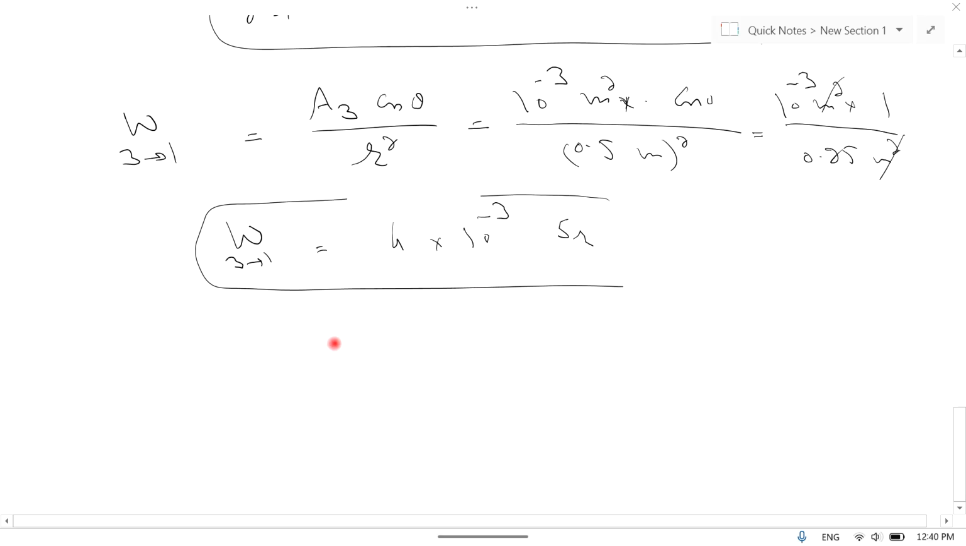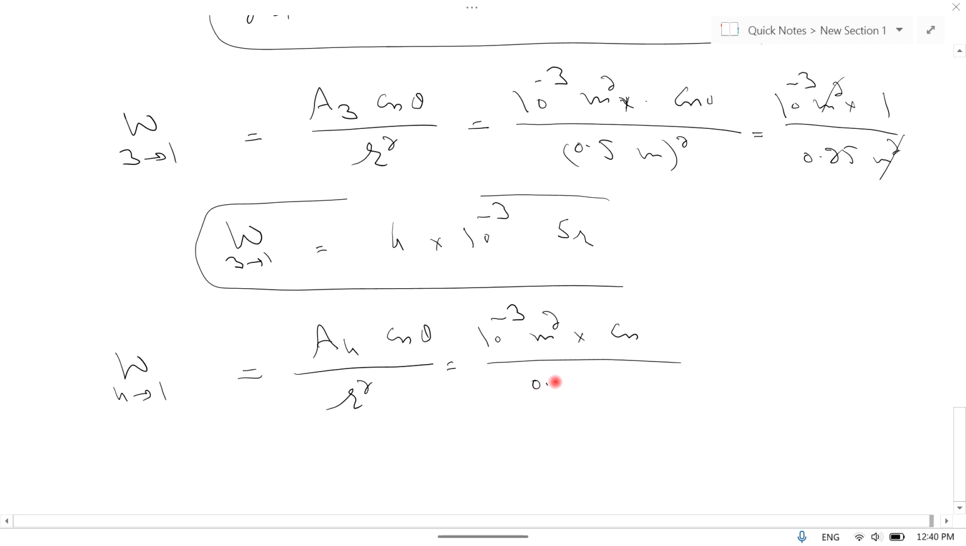Now the angle subtended between surface 4 and 1 when viewed from surface 1 is A4 cos theta divided by r square. A4 is the same in all cases. A2 is equal to A3 is equal to A4 into cos divided by 0.5 meter whole square.